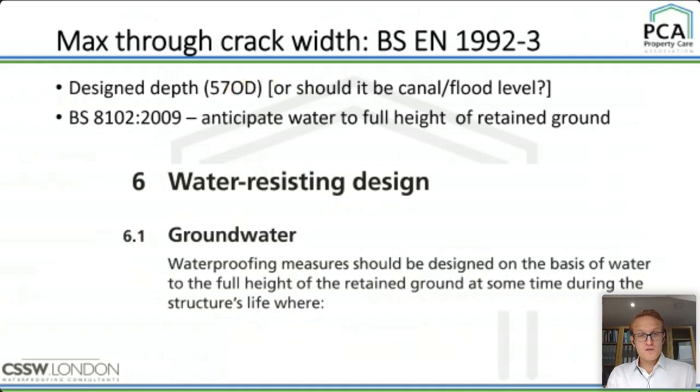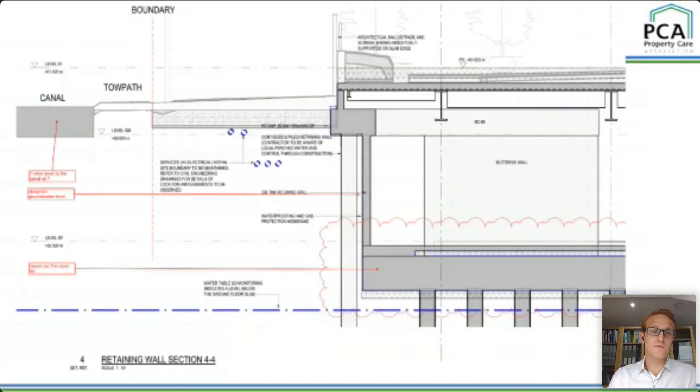But from a waterproofing perspective, I'm thinking, well, what's the flood risk? Do we never think that there will be a full head of water exerted to that? So this is extracted from British Standard, and it's 6.1, says waterproofing measures should be designed on the basis of water to the full height of retained ground at some time during the life of the building, apart from, and there might be some apart from. So I'm not saying this engineer's got it wrong, but I'm saying that there's this professional judgment where you might need to think about it differently.